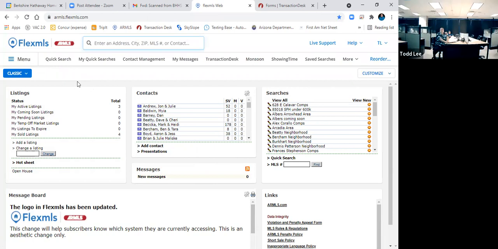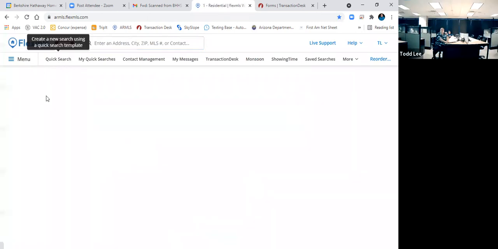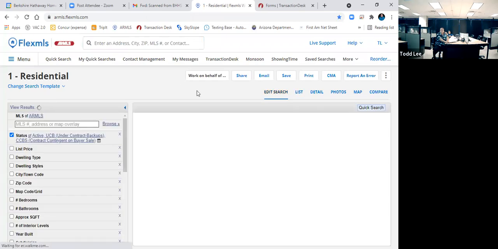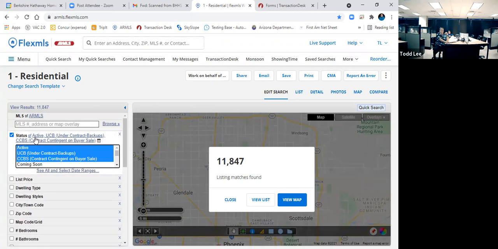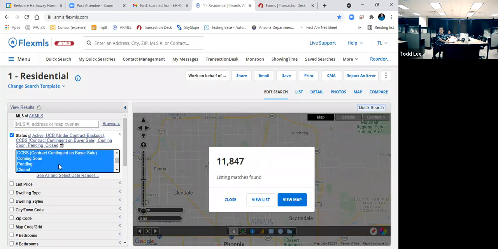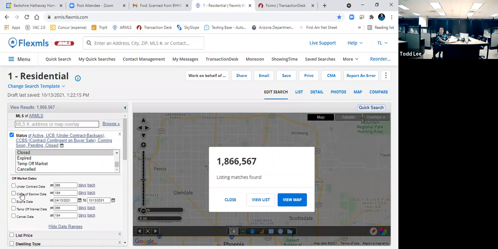All right, so I'm going to do a quick search. Once I get into quick search, I click on status. I hit shift and go 1, 2, 3, 4, 5, which takes me to closed. I want to pull up every status from active to closed. Then I select my date range and pull my close of escrow. Mine automatically defaults to 184. I'm going to pull it to the last 90 days. In our market, we want to see what's going on in the last 90 days. That will give us a better idea as to what our prices are.